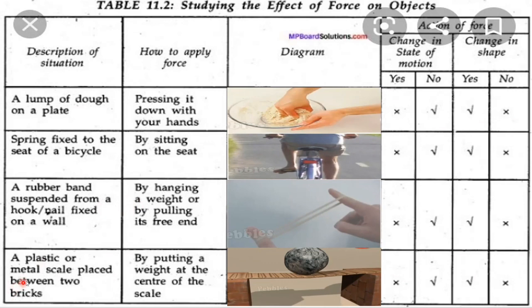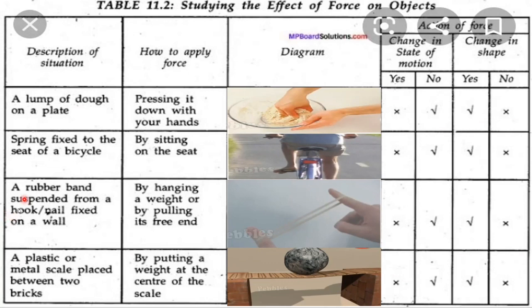Then the fourth situation, a plastic or a metal ball is placed between two bricks. Here in this picture we have two bricks and a metal ball has been kept in between the two bricks. By putting the weight, what can you observe at the center of the scale? Yes, I can observe there is no change in the motion, but there will be a change in the shape at the center because of the weight of the metal. Understood? Now, let's observe a few things.